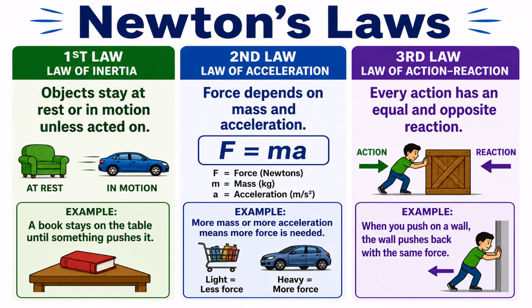Second law, law of acceleration. Force depends on mass and acceleration. The formula: F for force equals m for mass, a for acceleration. F equals ma. Force, mass, acceleration. Example: more mass or more acceleration means more force is needed. A shopping cart needs less force because it's light. But a car needs more force because it's heavy.